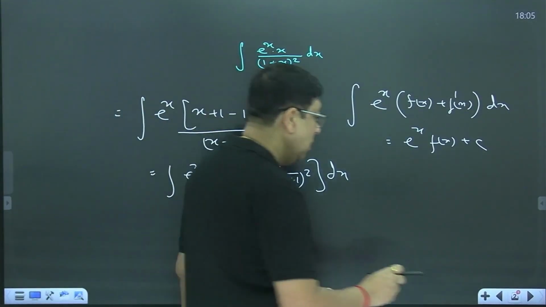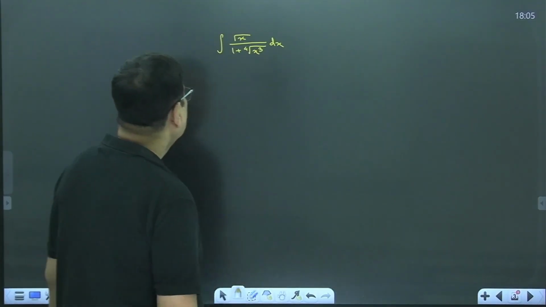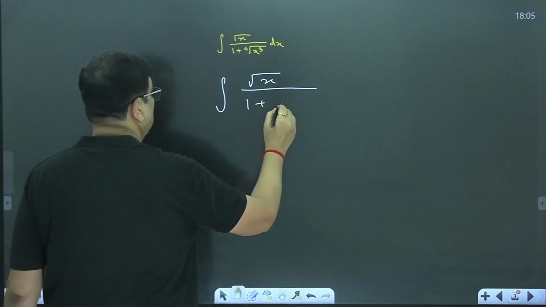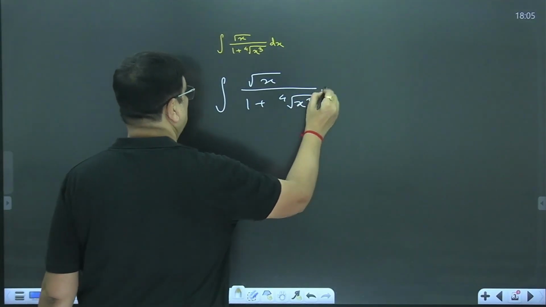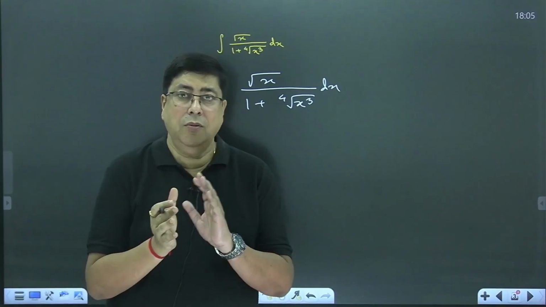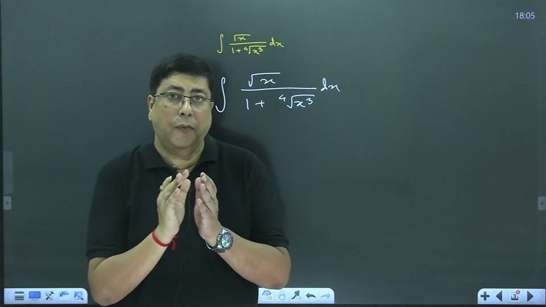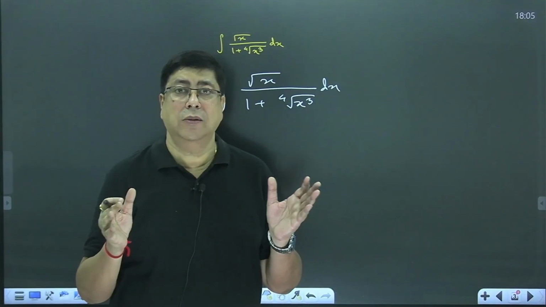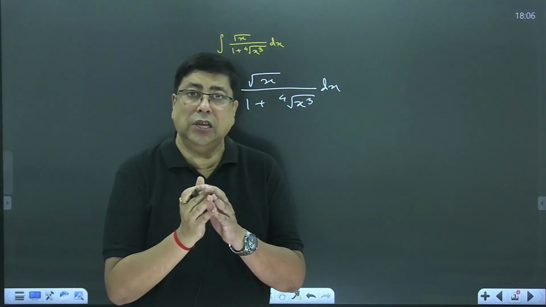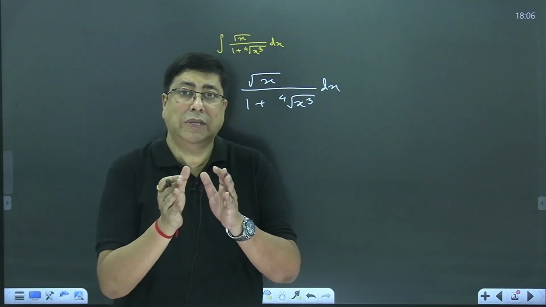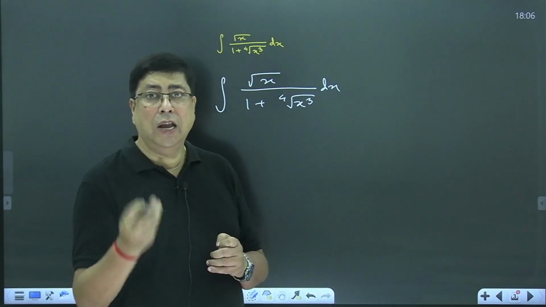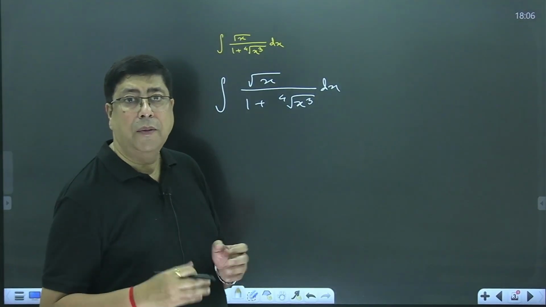Okay, I am going to the next sum. Suppose this very good sum: root x by fourth root of x cube. Everybody remember one thing. Whenever we see any indefinite integral, we have to think about substitution. So what to substitute? We have to take as t something whose derivative is present in the sum, in the majority of cases in the numerator. So we should take t as that whose derivative is present in the numerator.